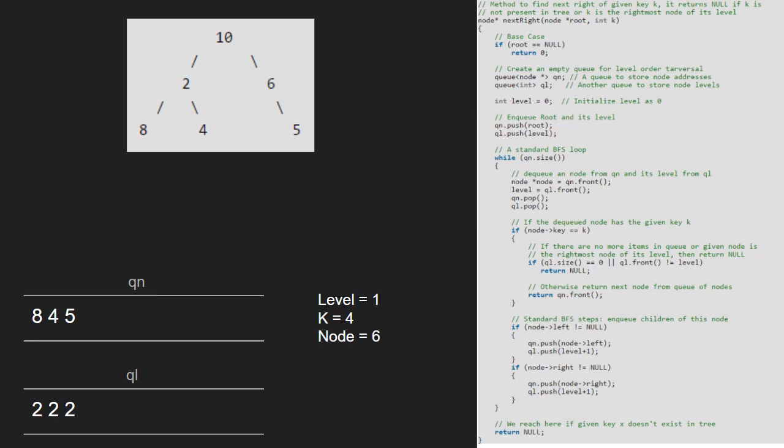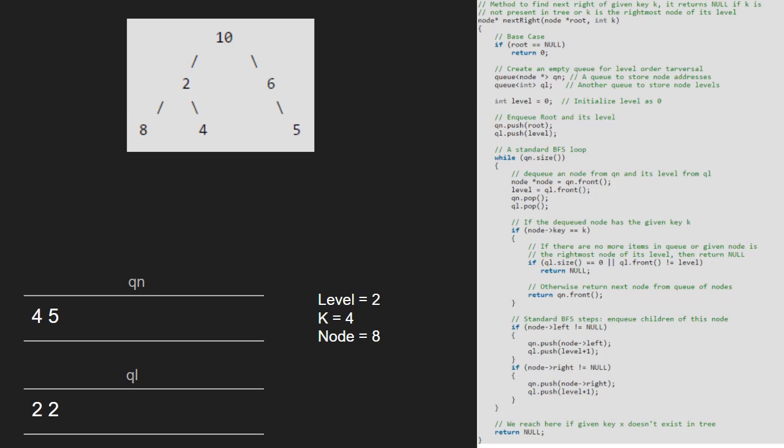Again, since Qn is not null, we continue with the outer while loop. Now, node will point to 8 and level will be equal to 2. Next, we will dequeue 8 and 2 from Qn and Ql respectively. Next, we check if node is equal to 4. Since it is false, we go on to push the left and right child of 8. Since both are null, nothing is enqueued and we continue with the outer while loop.